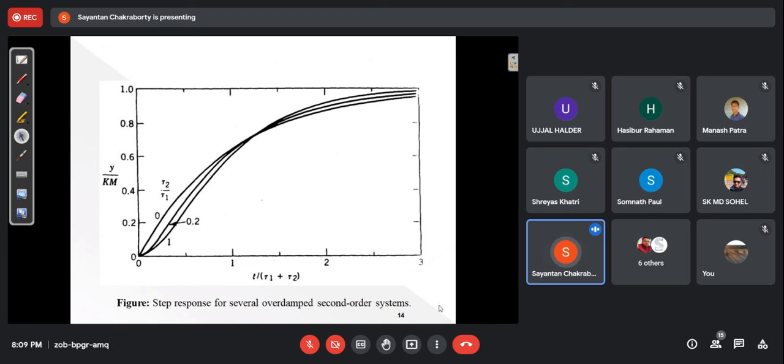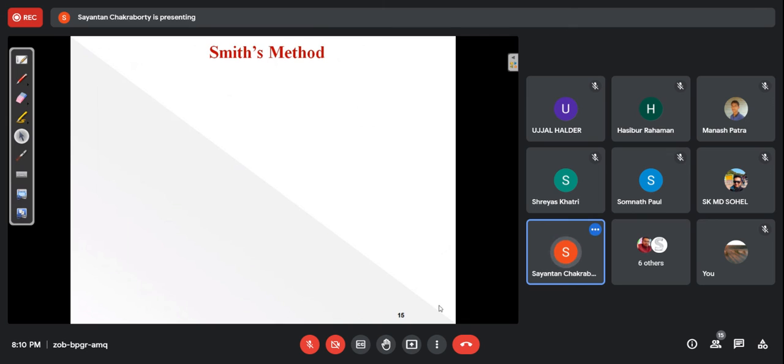This is another way of representing. We'll not go into details with that. This is another way of representing the second order model. There's another, Smith's method, where the model is assumed like this. It's a second order model, as you can see, a standard second order system, but with a time delay.